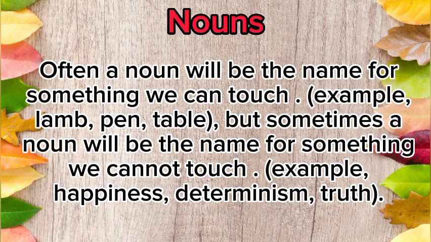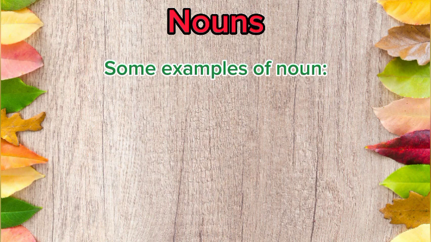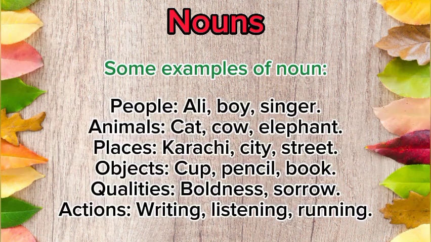Often a noun will be the name for something we can touch. Example: lamb, pen, table. But sometimes a noun will be the name for something we cannot touch. Example: happiness, determinism, truth. Some examples of noun. Everything is represented by a word that is called a noun. Some of the examples of noun are written below.